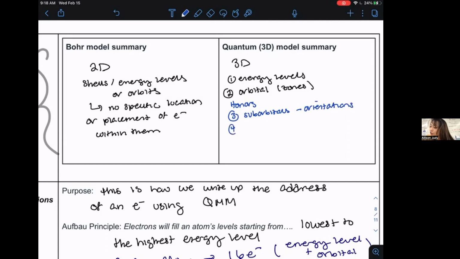Okay. And honors is going to learn a 4th thing called magnetic spin, which is like the specific number on an electron. It's very specific to that electron. You're either up or you're down in the spin of the electron.